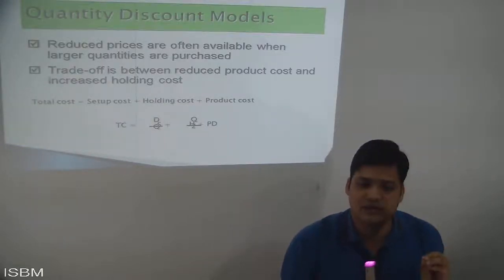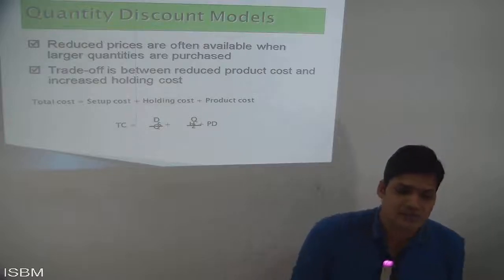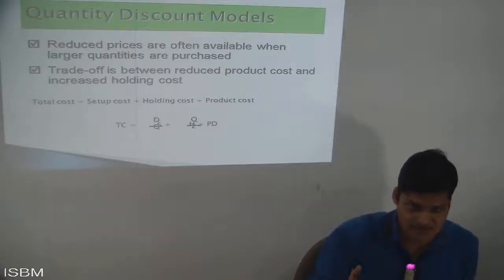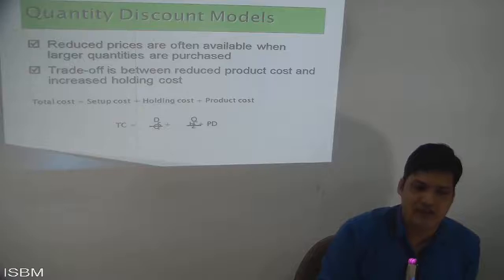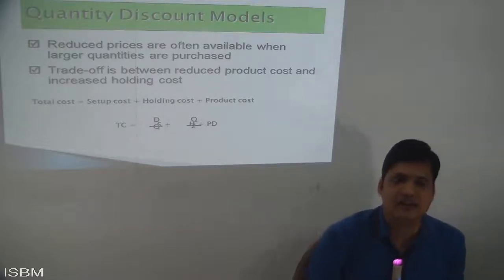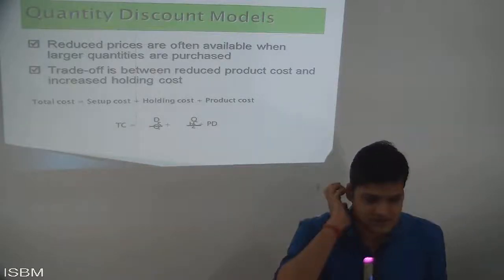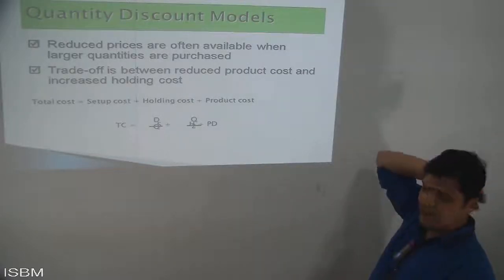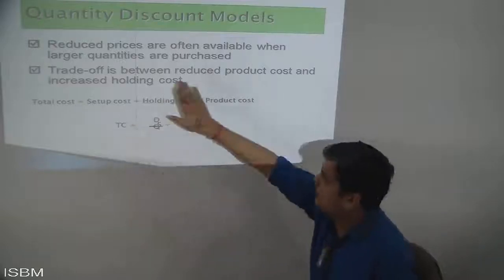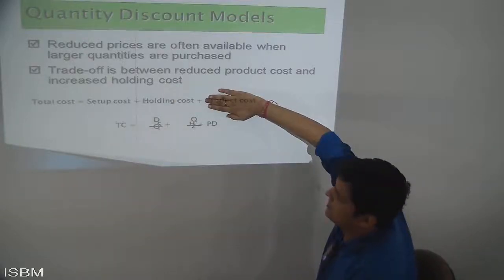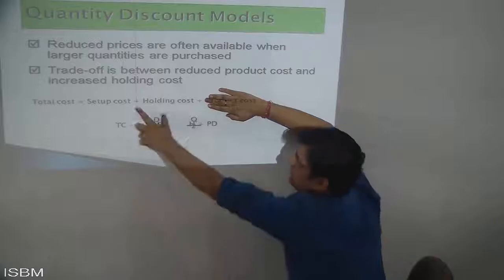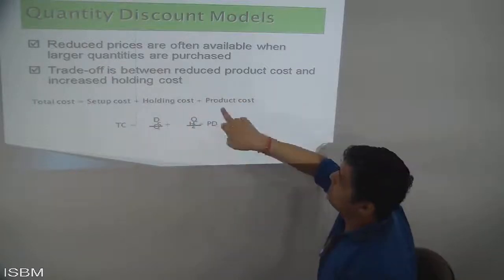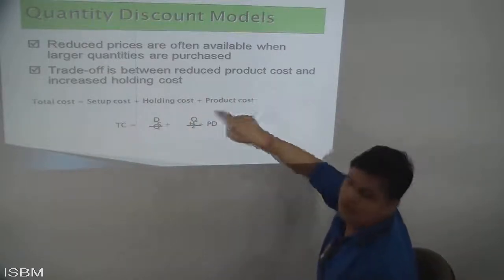Now the quantity discount models. Reduced prices are often available when larger quantities are purchased. The trade-off is between the reduced product cost and increased holding cost. So total cost is the setup cost plus holding cost plus production cost. In the previous chapter on EOQ, production cost was not there, so total cost became the setup cost plus holding cost. But here the production cost has come in because we are producing also.